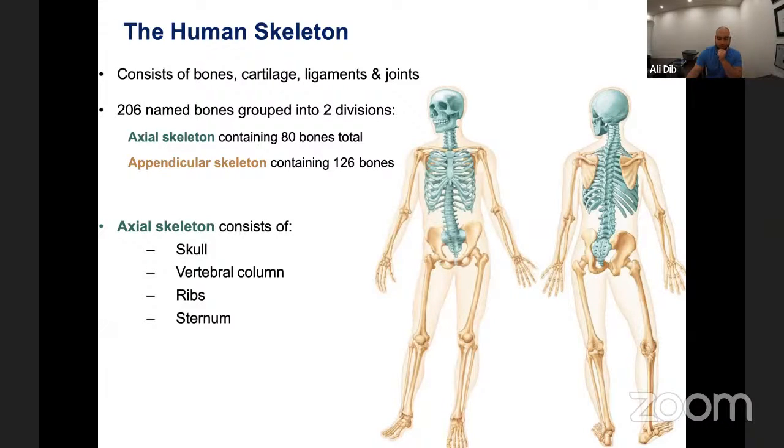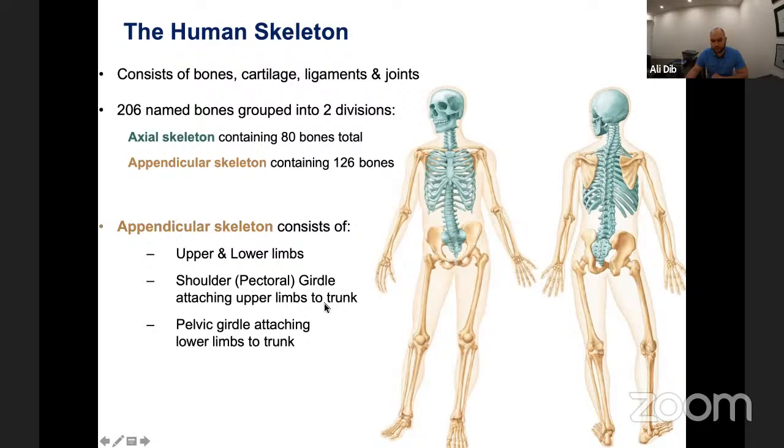Cool. So the human skeleton consists of bones, cartilage, ligaments, and joints. We have 206 bones that are divided into two groups, and we have different colors for the different types of skeleton. We have the axial skeleton, which is the center of the body where everything originates from. That contains a total of 80 bones. And then we have the appendicular skeleton, which is where all of our limbs originate from. So the axial skeleton itself consists of the skull, the vertebral column, the ribs, and the sternum that connects the ribs anteriorly, so to the front of the body.